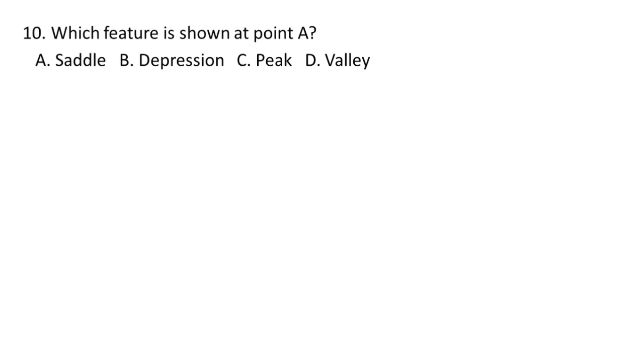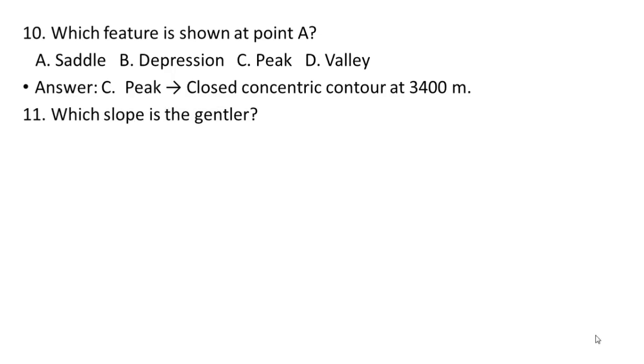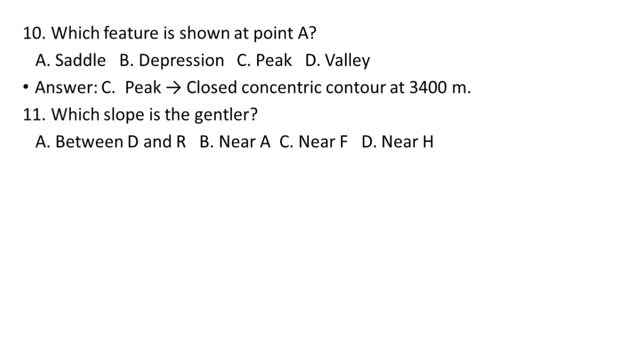Okay. Point A is indicated by peak. C is the correct answer. The peak of the contour map is 3,400, which is represented by point A. Question number 11. Which slope is the gentler? A, between D and R. B, near A. C, near F. D, near H.